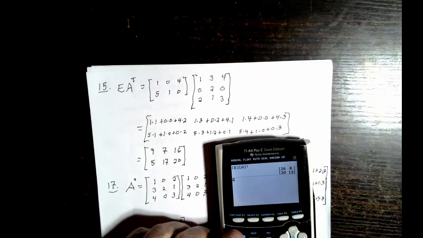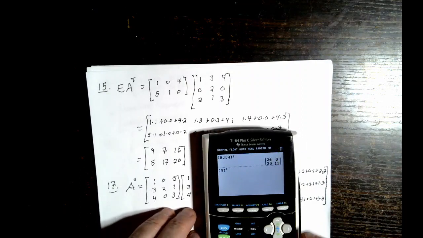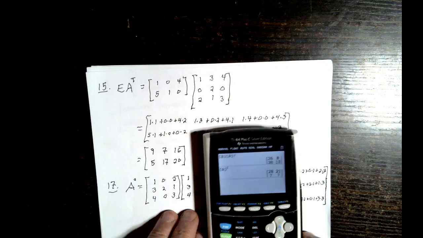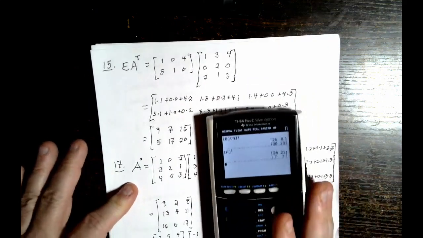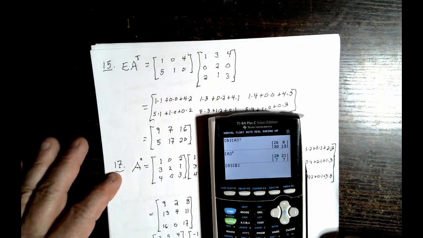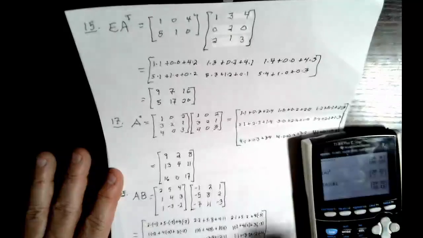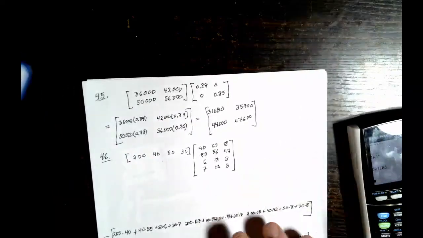Okay, A squared, you can do that one very easily. Second matrix A, and then just hit hat 2. It will know to square it. Okay, and then A times B is just simply second matrix A, second matrix B. And you don't have to put a multiplication between them. The calculator will know to multiply those two together. And you get your answer. But I want you to be able to do it both ways, by hand and with the book.